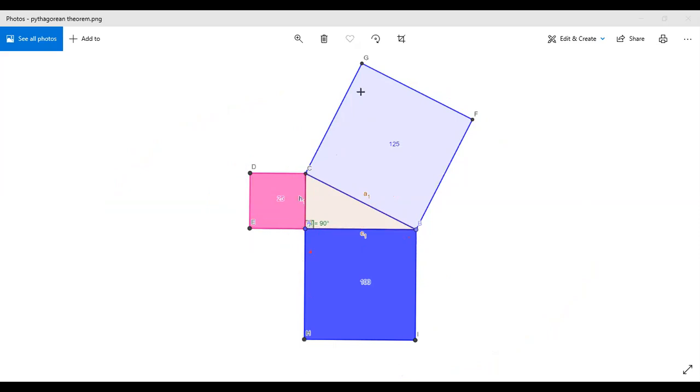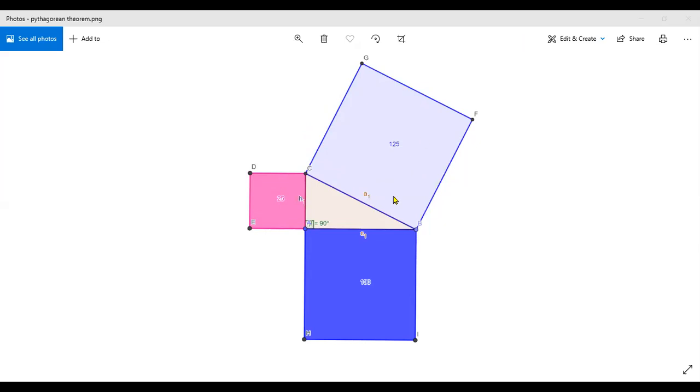And the geometrical meaning is that the area of the square formed by the hypotenuse is equal to the sum of the areas of the squares that are formed by the remaining sides. This is the geometrical meaning, the geometrical interpretation, of the Pythagoras theorem.